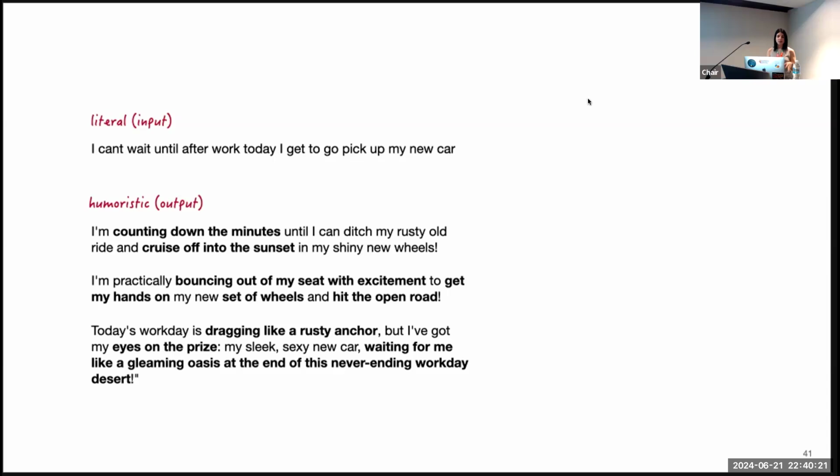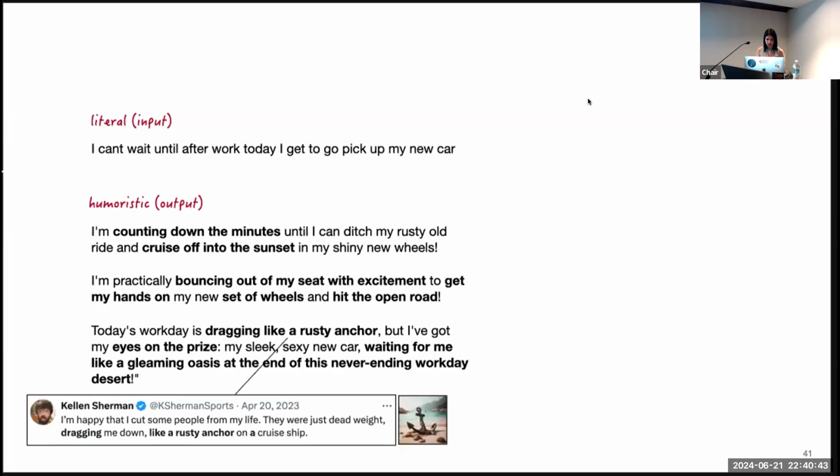So we have idioms here like counting down the minutes or eyes on the prize that are common or known idioms. But there are also similes like dragging like a rusty anchor or a gleaming oasis at the end of a desert that might actually be novel. I haven't done anything systematic to prove that, but I did Google it just to see if it's on the web. For dragging like a rusty anchor, I found a tweet that said that. So that might be the source.